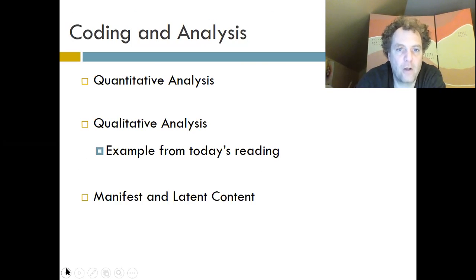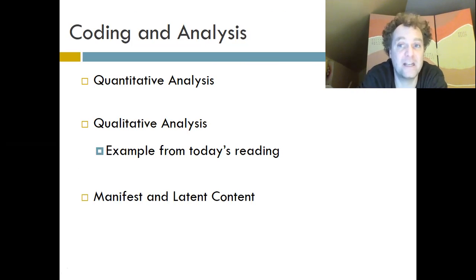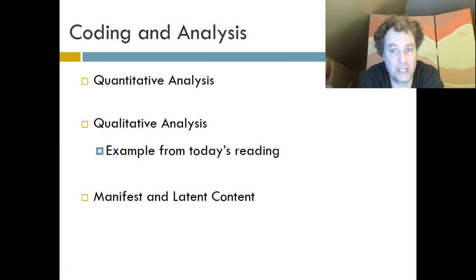So for example, going back to this idea of gender advertisements, in the advertisements, the message is simply: buy this product, right? That's the manifest content. You should buy these jeans, you should buy this makeup, you should buy whatever the product is that the advertisement is trying to sell you.